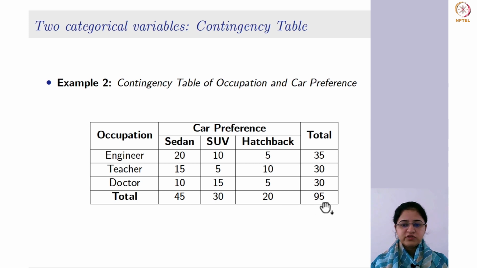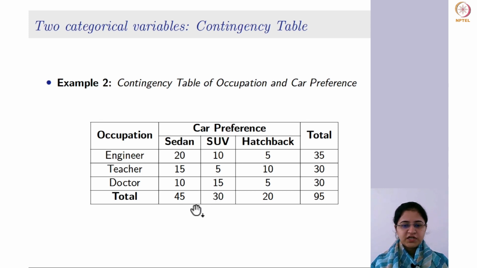Out of all the individuals, that is 95, 45 prefer sedan, irrespective of the occupation. 45 is the sedan. 30 individuals prefer SUV and 20 prefer hatchback. Likewise, in this data set of 95, 35 are engineers, 30 are teachers, and again 30 are the doctors.